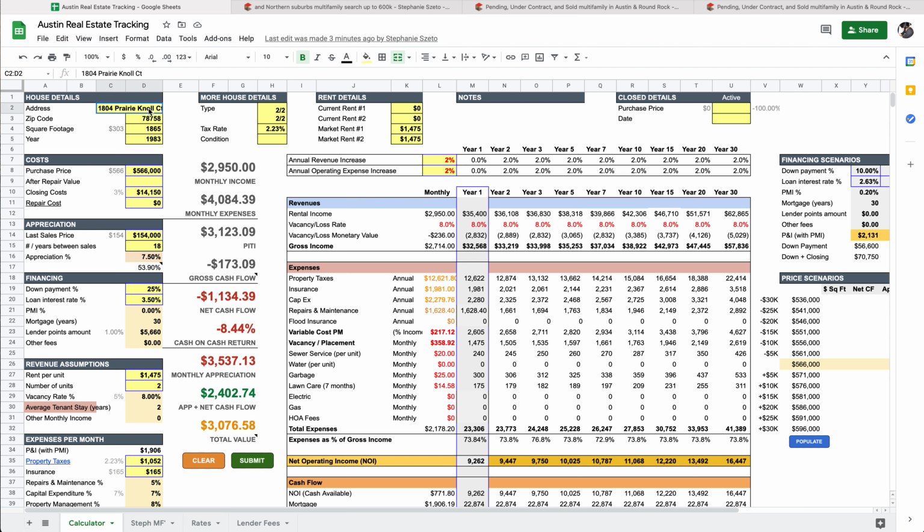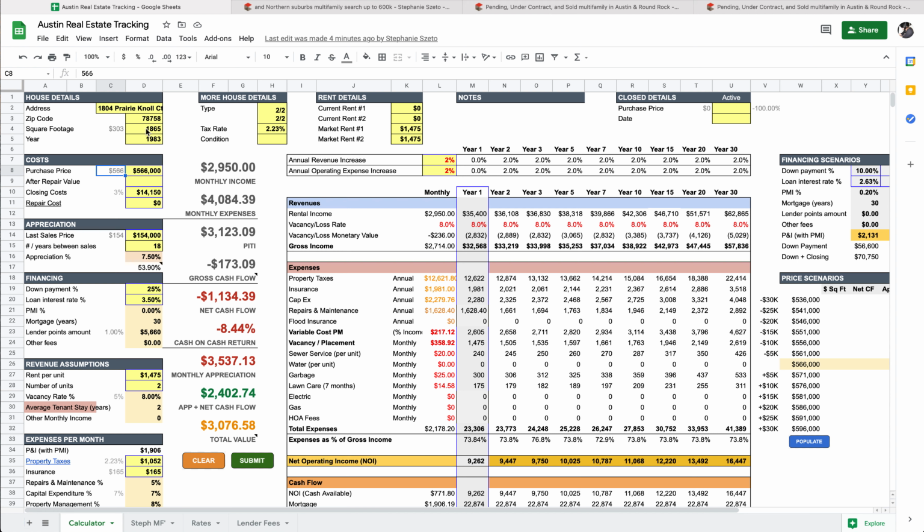In this case, I already pre-populated the information in here, because I already had this punched in from before, since this house has been on the market. So I updated it to 566. Just to quickly break down the different parts of this calculator, all the cells that are colored yellow are the ones that I punch in myself.